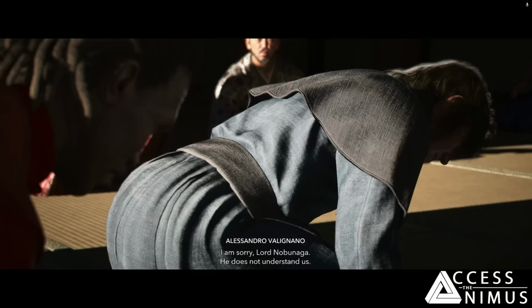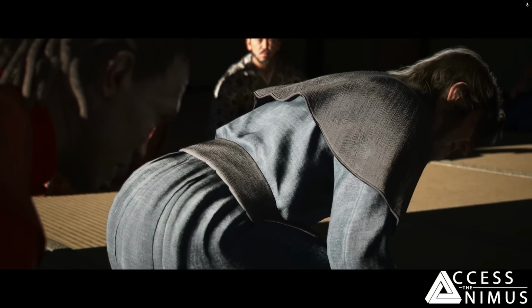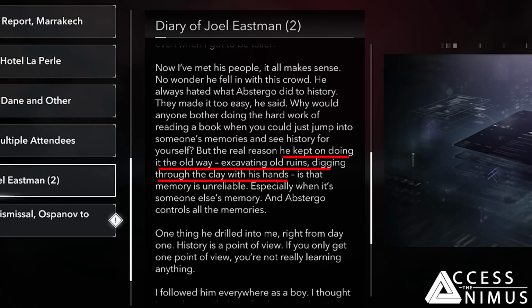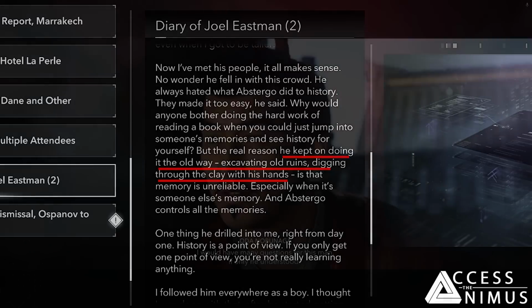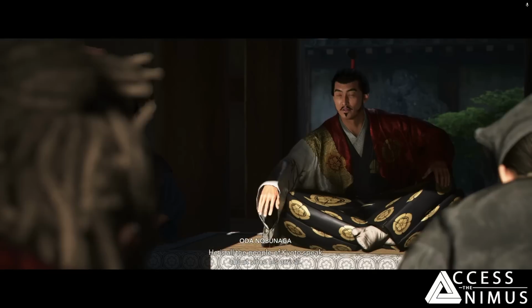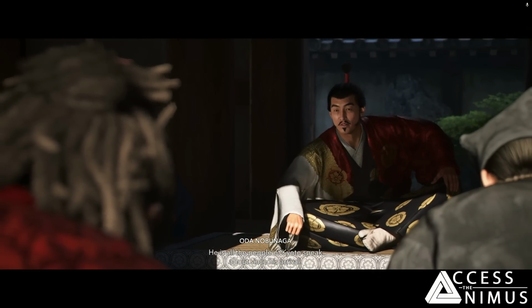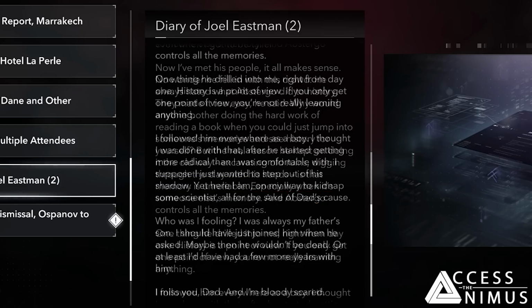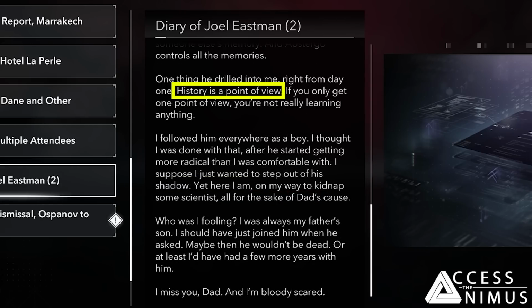Jumping in the memory of somebody to directly see history instead of reading books and documents and sources, instead of excavating old ruins, digging through clay with one's bare hands. The reason why Jeff Eastman thought consuming history through the Animus is too easy is that memory is unreliable, especially if it's someone else's memory controlled by Abstergo, and more importantly, that history is made out of several points of view, that one single point of view isn't enough to tell a whole story, to describe and especially discuss how things really happened.